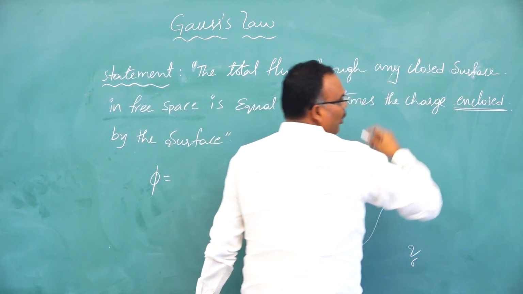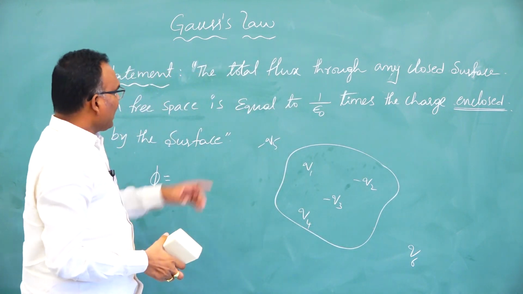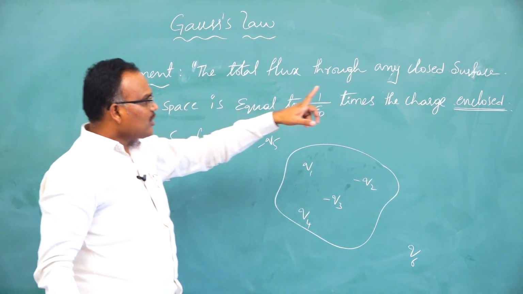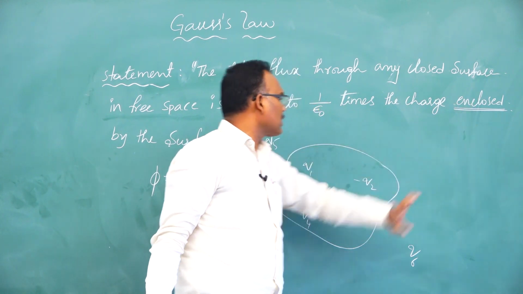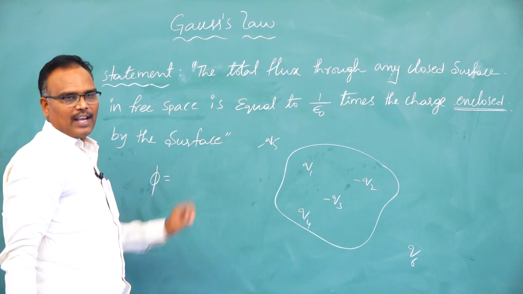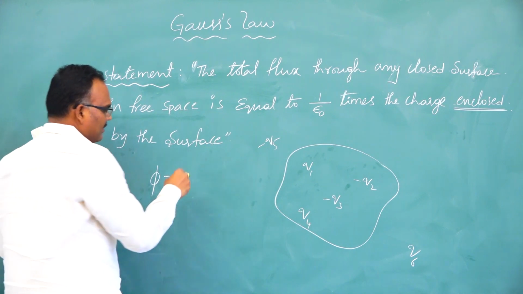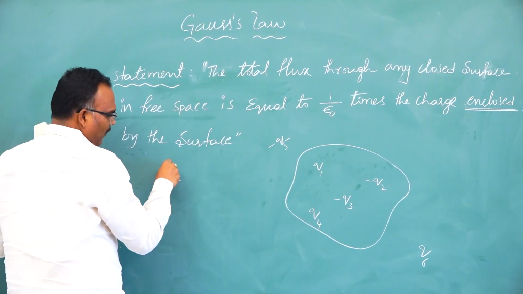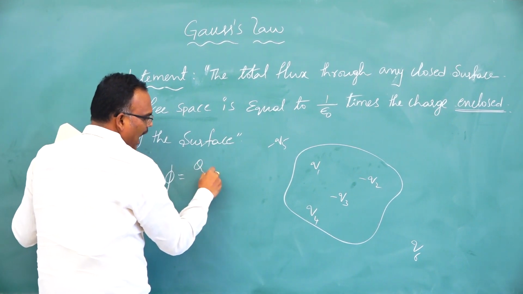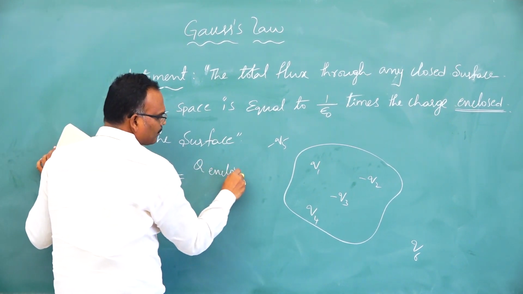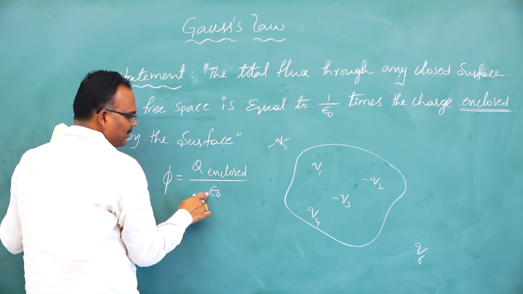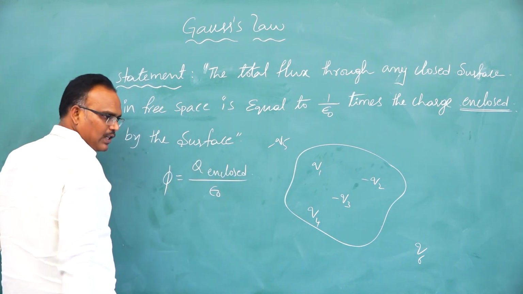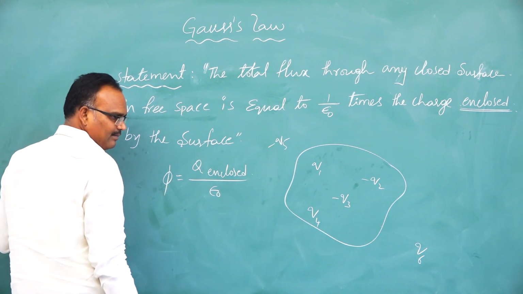This is also important. When you are calculating flux, you need to take the charge that lies in the Gaussian surface, enclosed by the surface. So I will write a general expression for flux. Phi is equal to charge enclosed divided by epsilon naught. 1 by epsilon naught times charge enclosed is called the flux through that Gaussian surface.